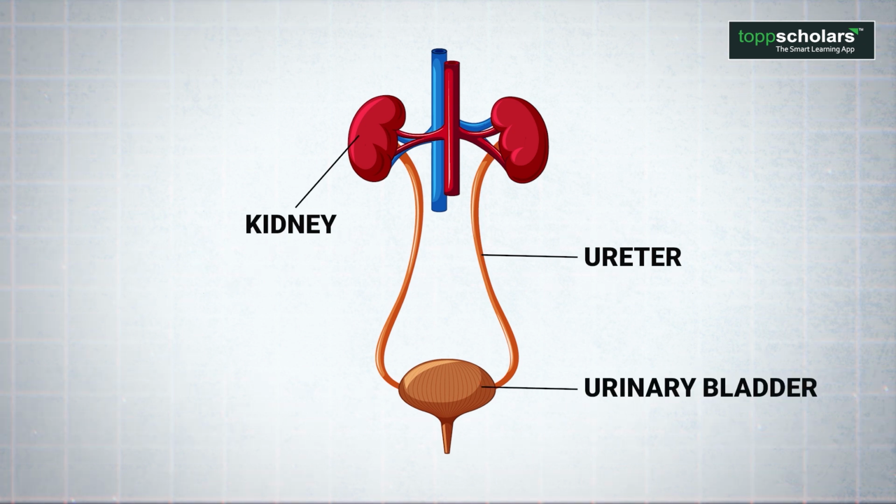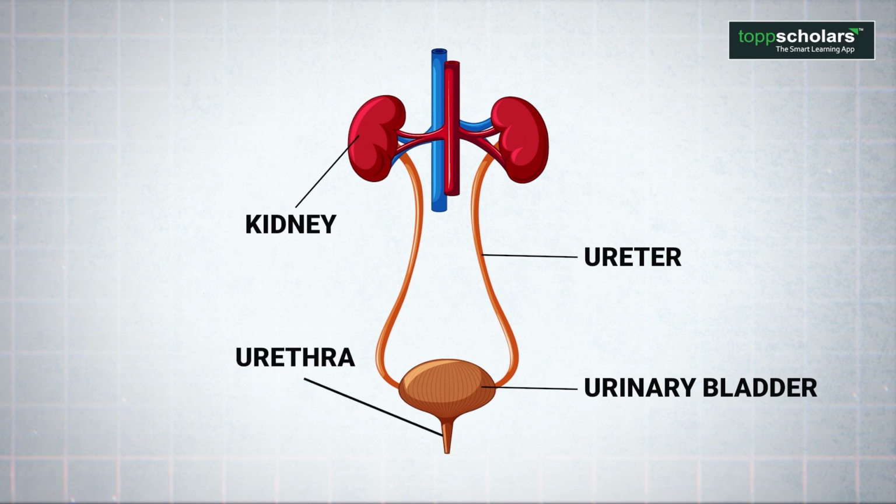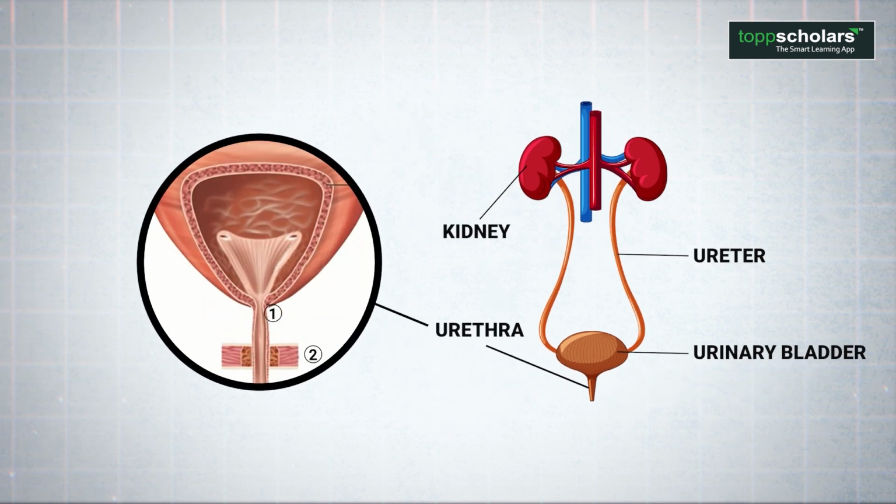And after that, urinary bladder. It is a bag that holds the urine until your body is ready to get rid of it. And then urethra. When you're ready to get rid of the urine, it flows out of your body through the opening called the urethra. The urethra has two sphincter muscles that control urine flow.